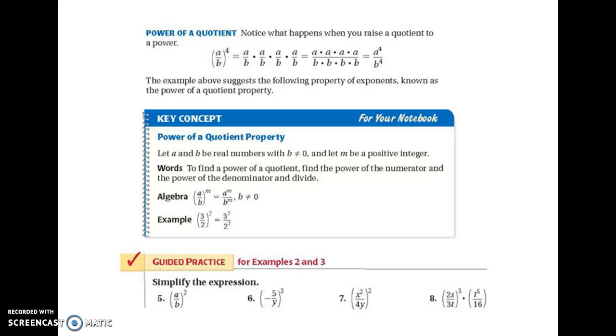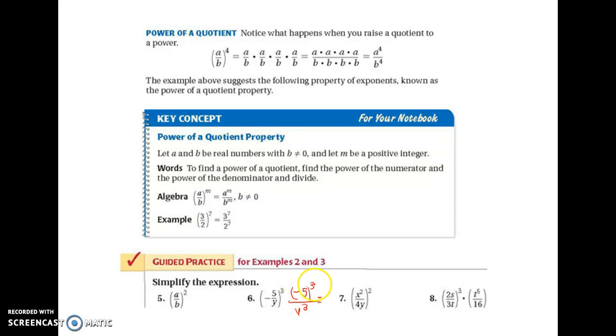So if we look down here, some of these get pretty complex because they start using all the rules. So we need to be very careful as we do these examples. The first thing we need to realize, I'm going to do number 6, is that this -5 is easier if we would put it in the numerator. So this would be -5 to the third power over y to the third power.